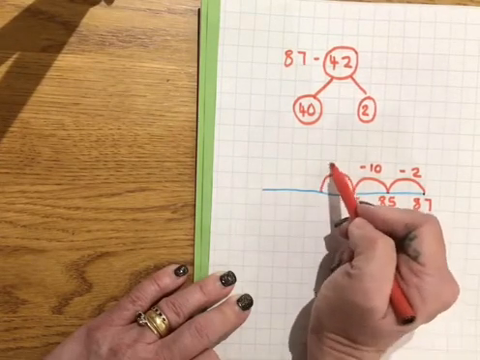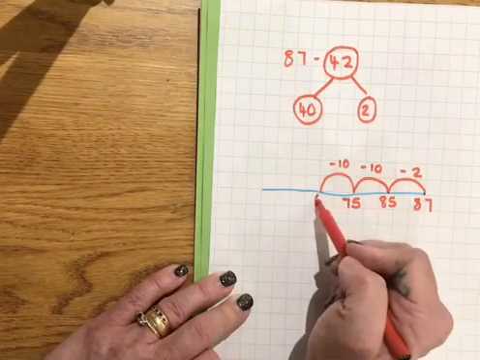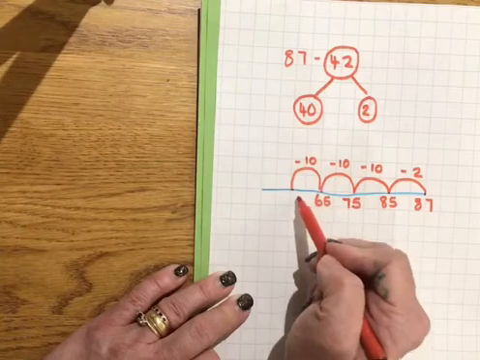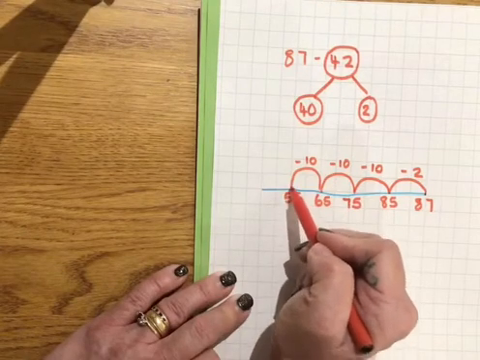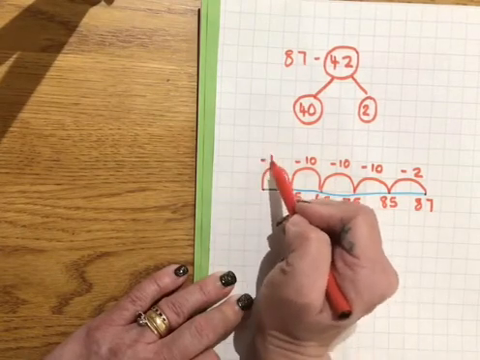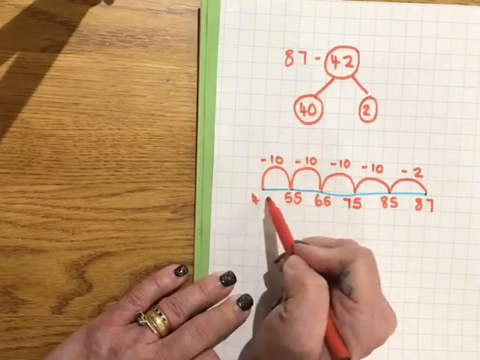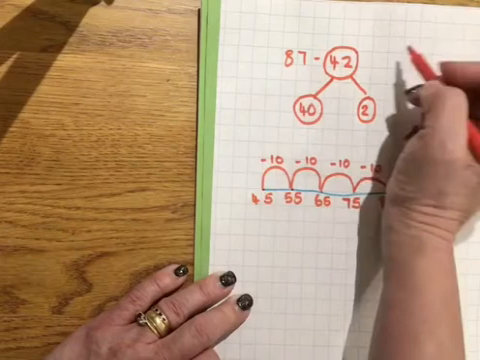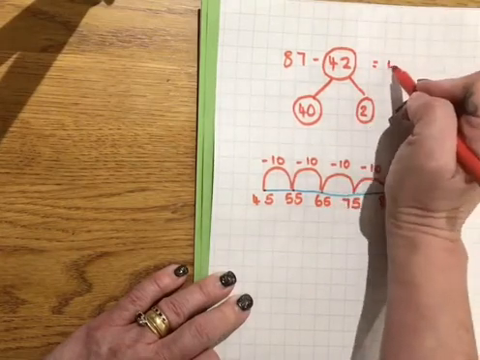Let's take away another 10. That would get me to 65. Let's take away another 10. That would get me to 55. And let's take away the last 10, which would get me to 45. So I now know that 87 take away 42 is 45.